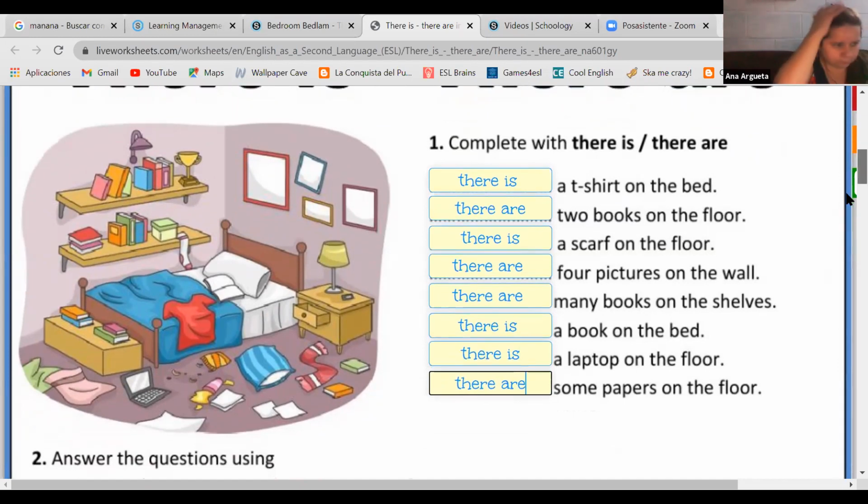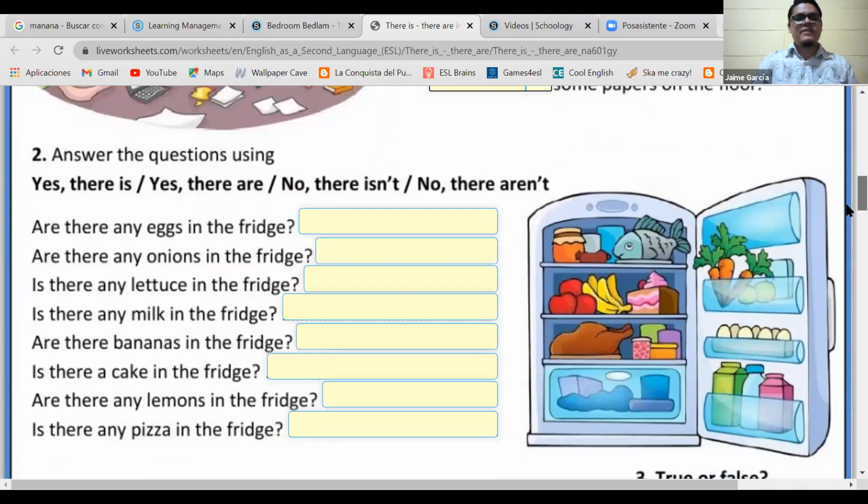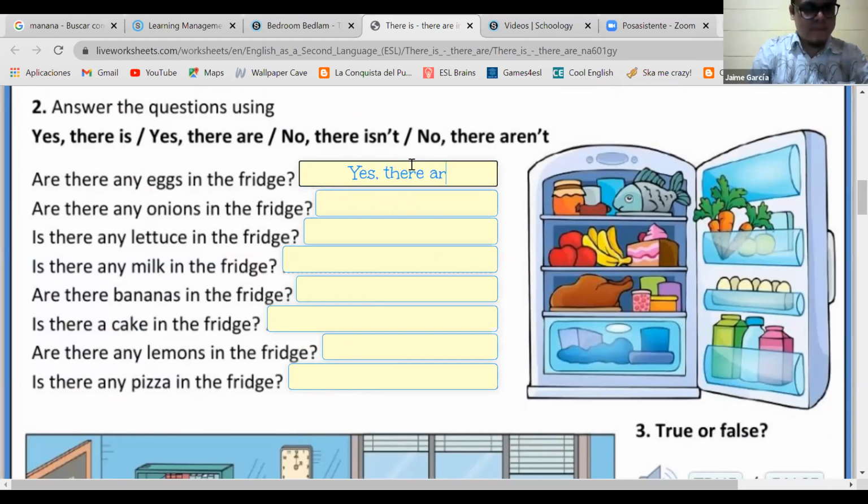Okay. All right. So are there any eggs in the fridge? Yes, there are. Are there any onions in the fridge? No, there aren't.